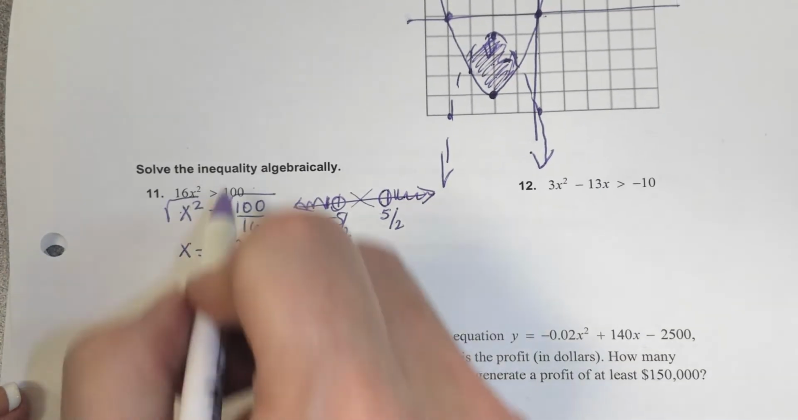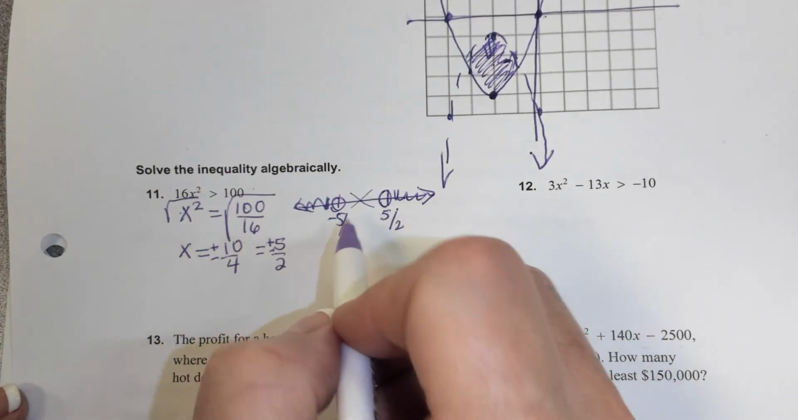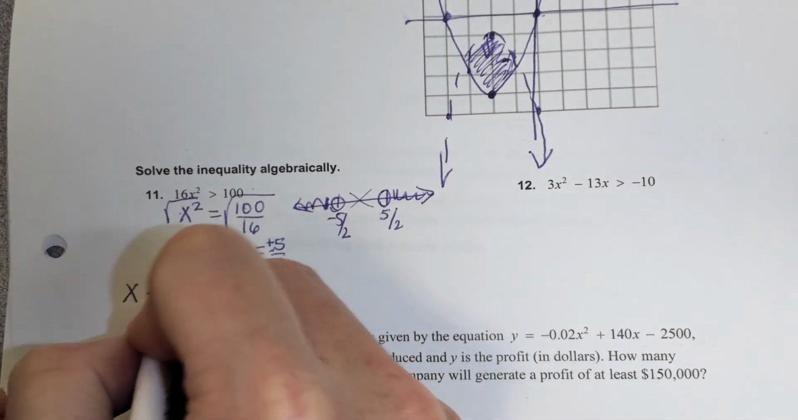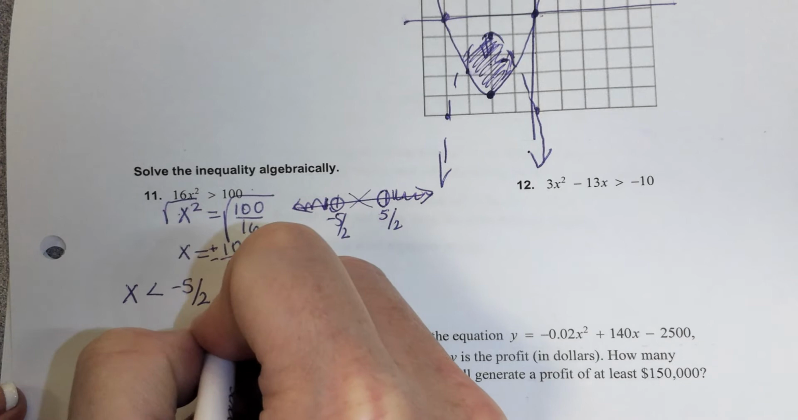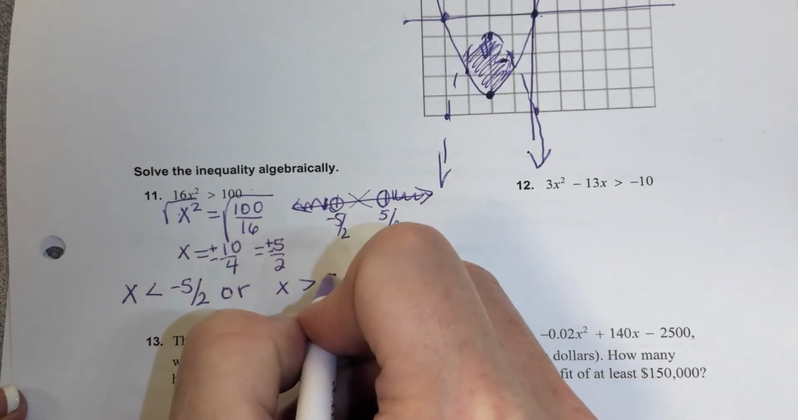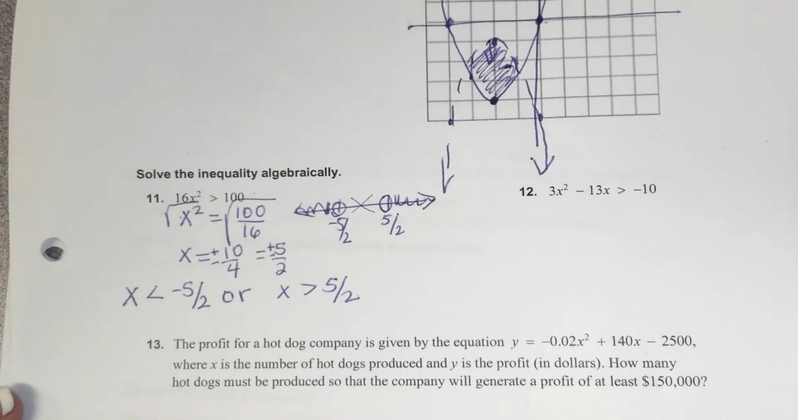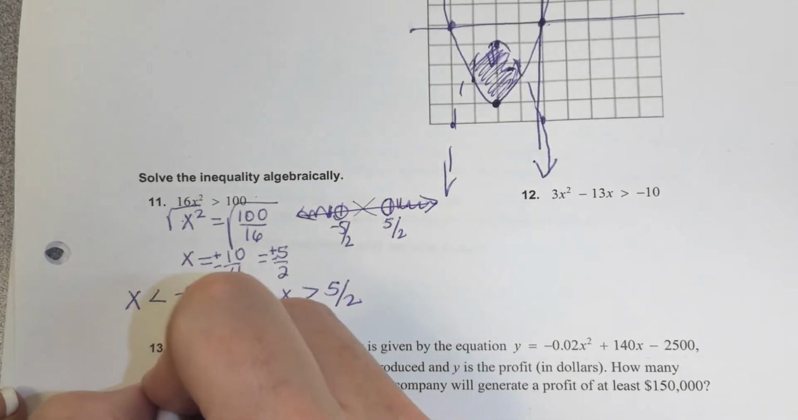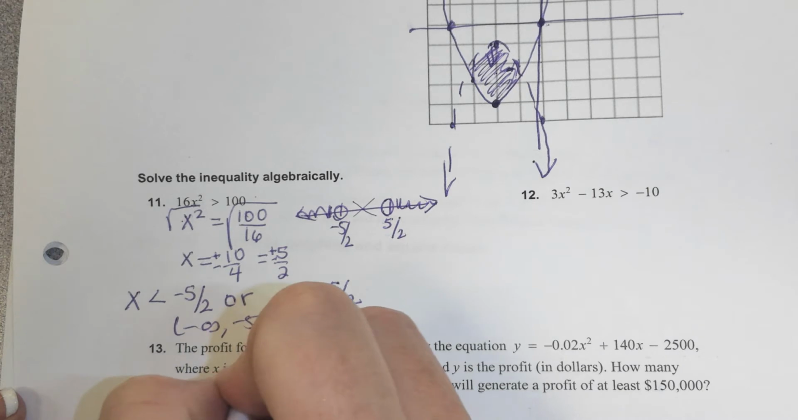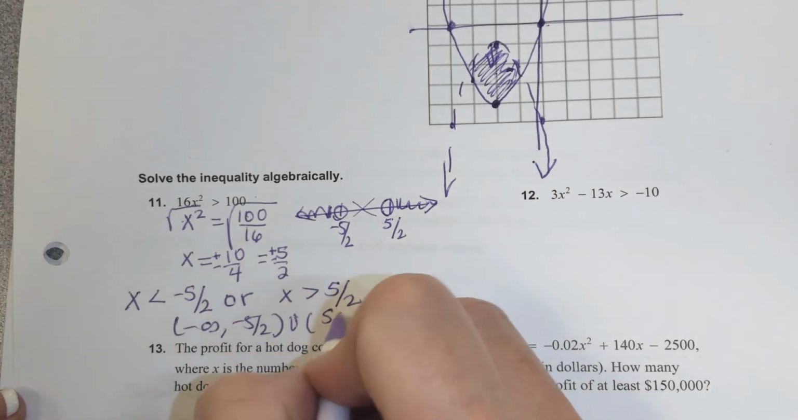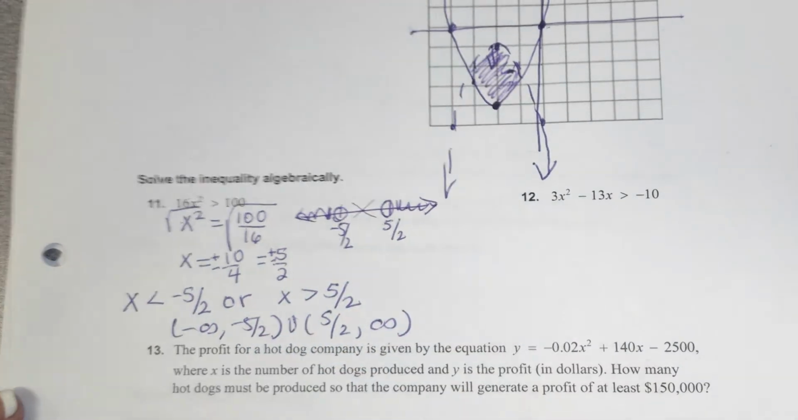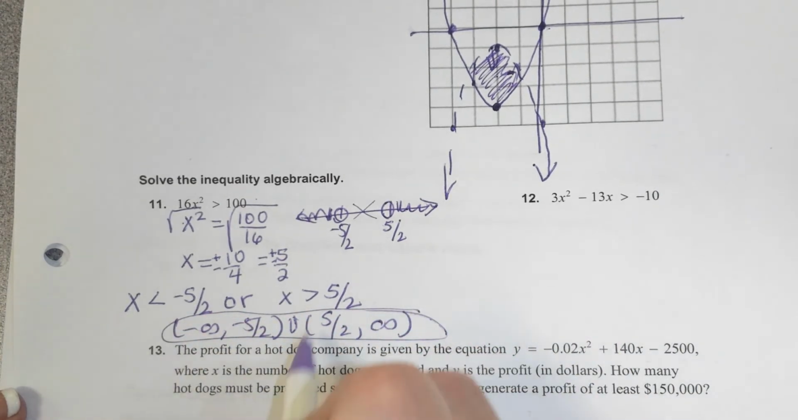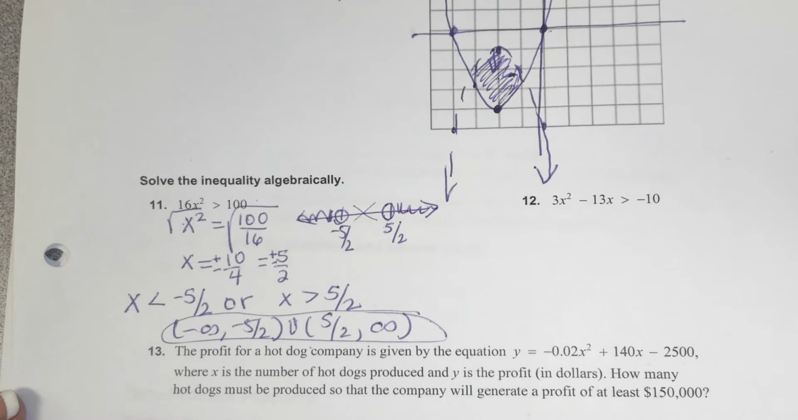Okay? Here's the way we're going to write this solution. In inequality form, it would be x less than negative 5 halves or x greater than 5 halves. That would be as an inequality. We're typically going to write these in interval notation. So negative infinity to negative 5 halves, union 5 halves to infinity. This is the way we're going to write it. That's inequality. This is our way.